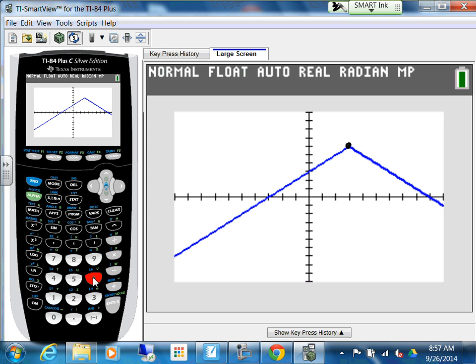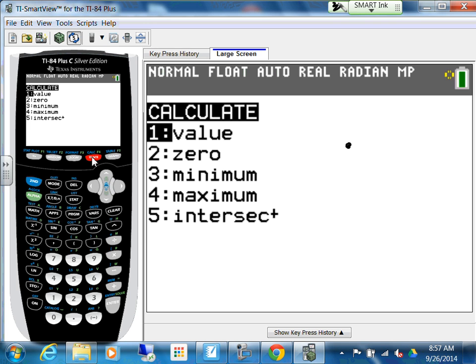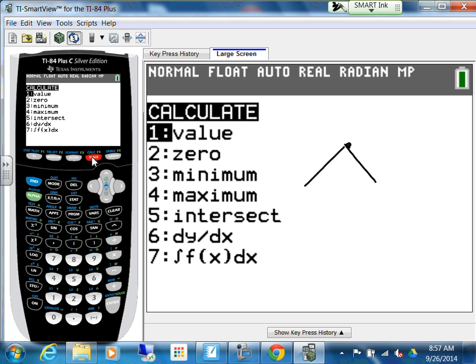Okay, so to find the vertex, it's second trace. I always say second calc when I say that. When I write it, I say second calc. Okay, this time our picture looks like this. So I don't want to look for the minimum. I want to look for the maximum. So in your notes, you need to say, if it's a V with the point at the bottom, I'm looking for minimum. If it's a V with the point at the top, I'm looking for a maximum. Make sure you do that in your notes. Okay?